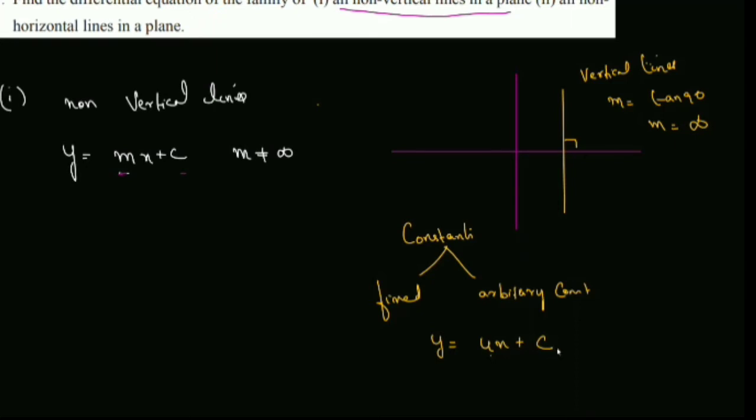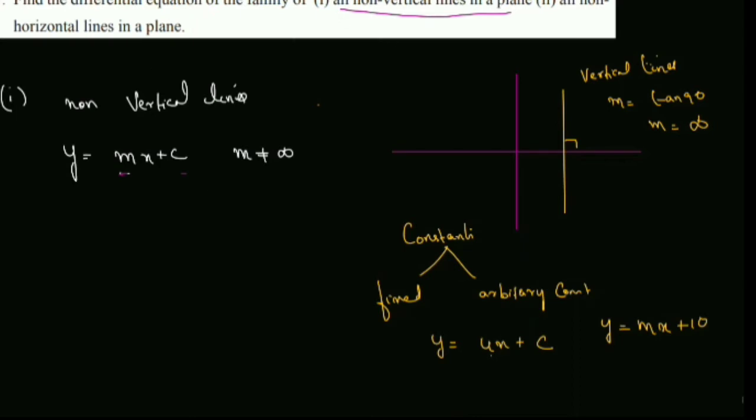When you change c to 1, you get one line. If you write c as 2, you get another line. So as you change c, you get an infinite number of lines. Even though c is a constant, as it changes, you get different lines, so c is called an arbitrary constant. 4 is fixed here, so it is called a fixed constant. Suppose the equation is y = mx + 10. In this case, m is the arbitrary constant and 10 is the fixed constant.